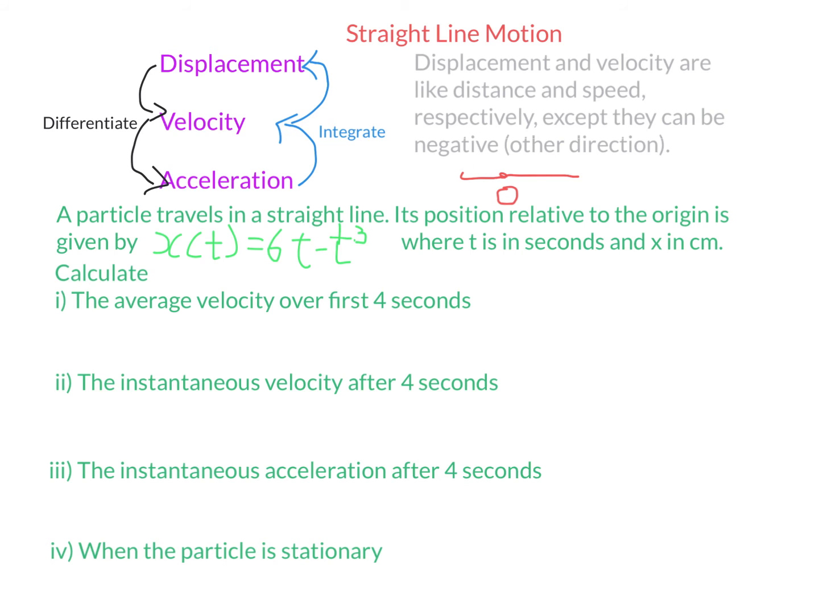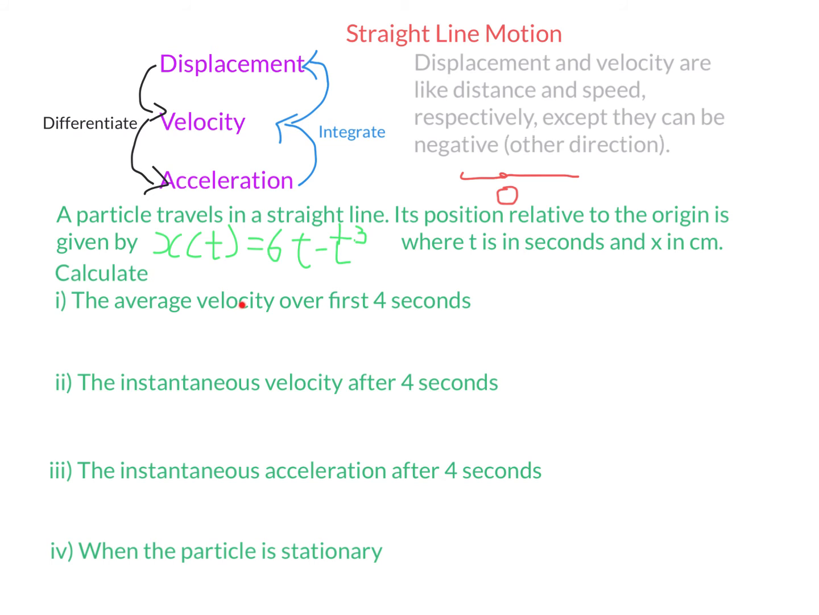So let's look at this question. Particle travels in a straight line. This displacement function gives its position relative to the origin, relative to where it starts. So x is in centimeters, the number of centimeters it is from the origin after t seconds. So we're going to calculate each of these four things. Let's start with average velocity.